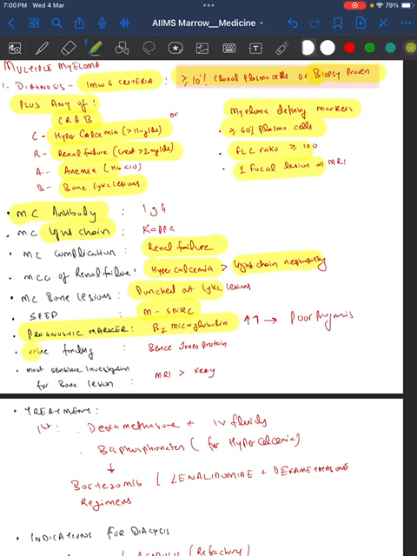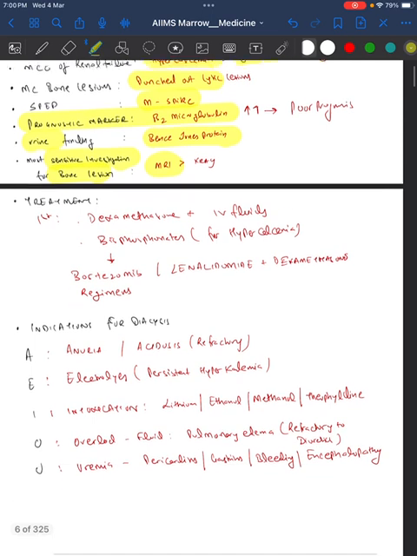Then the urine finding may be Bence-Jones protein. The most sensitive investigation for bone lesions is MRI. Now next, coming to the treatment part.